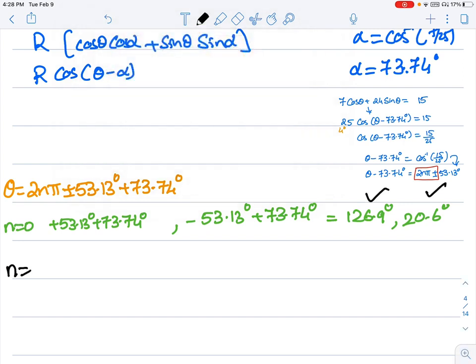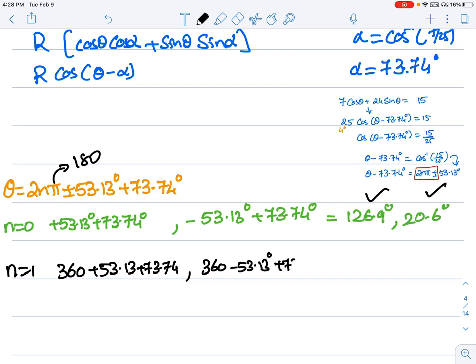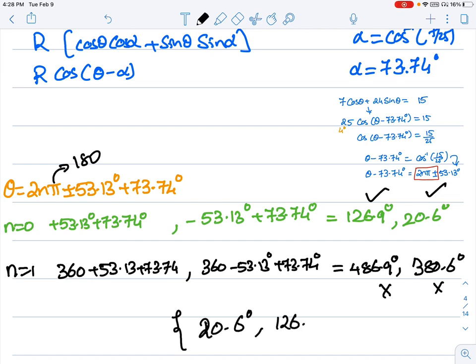Now when I substitute n equal to 1, remember pi means 180, so it becomes 360 plus 53.13 plus 73.74, or 360 minus 53.13 plus 73.74. The answers will be 486.9 degrees and 380.6 degrees. Both are more than 360, so I don't consider those answers. My final answer will be these two numbers, only to one decimal place.